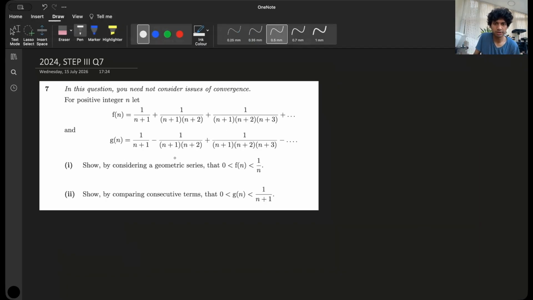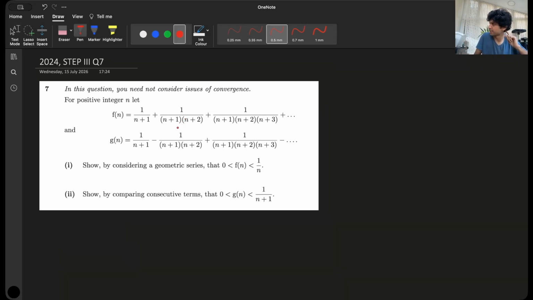Okay, so for the first part, you need to give an upper and lower bound for this series, f of n. The lower bound is quite straightforward: f of n is strictly positive, because it's just a sum of strictly positive terms, so it itself must be strictly positive. For the upper bound, it says by considering a geometric series. So you do have to do it that way, otherwise you won't get the marks.